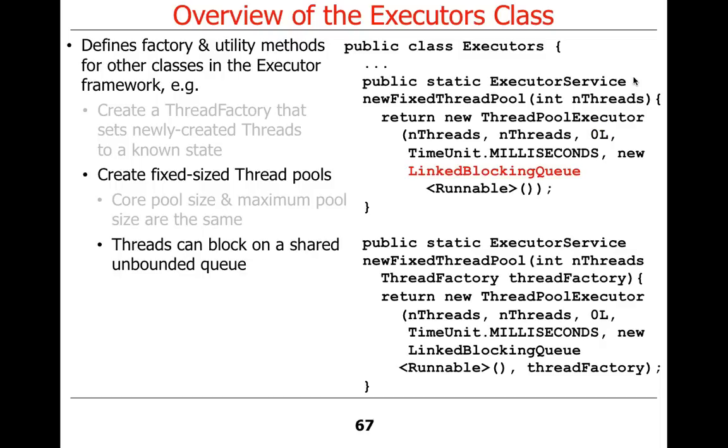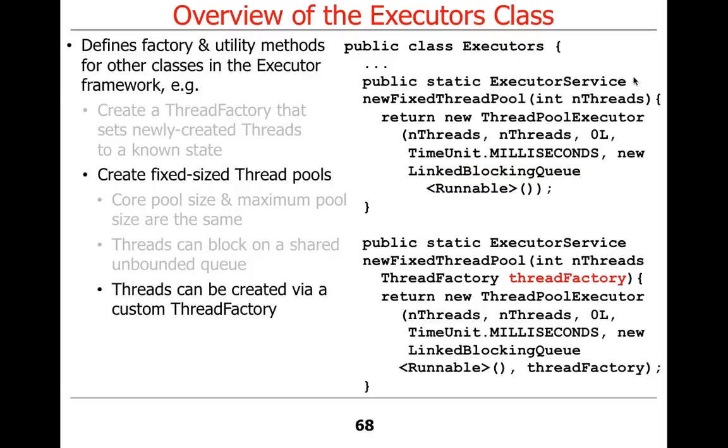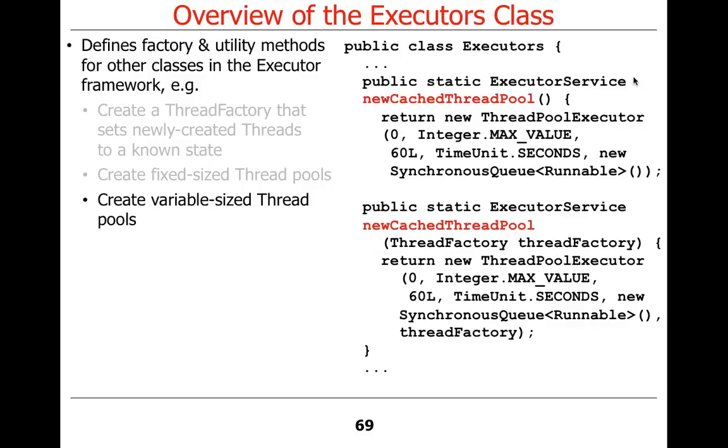The threads can block on a shared unbounded queue, and by default it's a linked blocking queue, but there are various ways to customize this. By default you get a linked blocking queue, which makes sense. That allocates memory one chunk at a time as you need it. And of course the threads can be created by a default or custom thread factory. So you can either take the default one or you can customize it here and pass it in there.